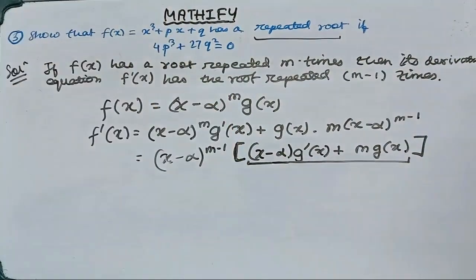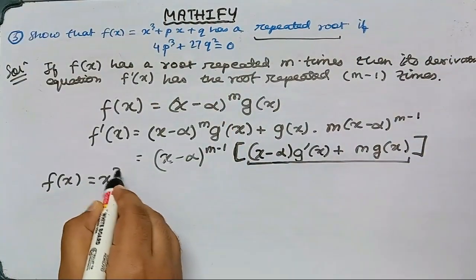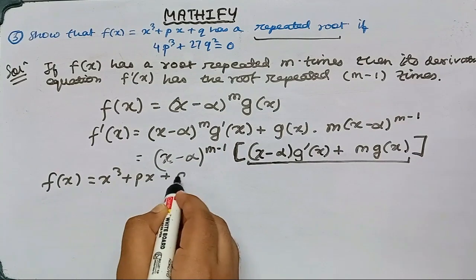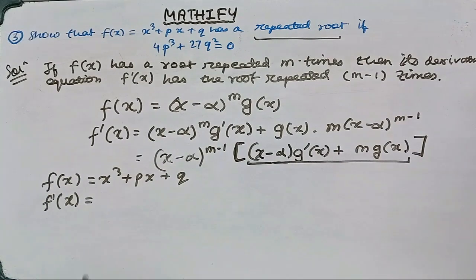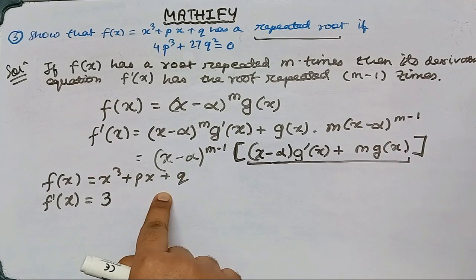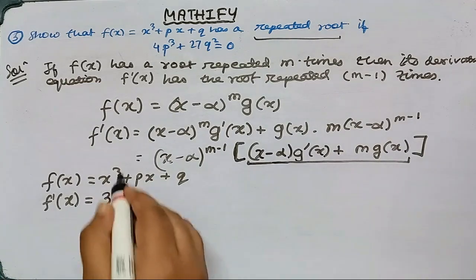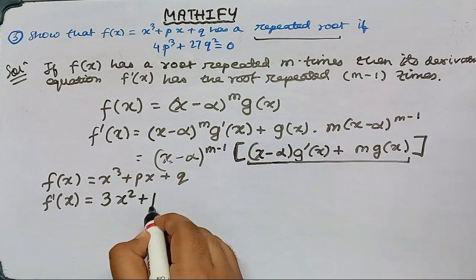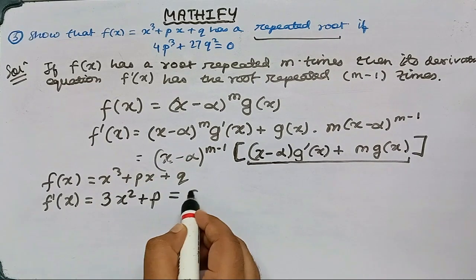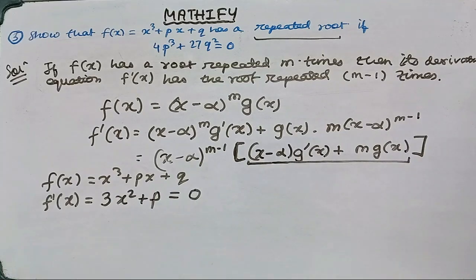So you have to use this concept over here. If f of x, which is equal to, in our example, x cube plus px plus q, has a repeated root, then f dash of x will also have that root repeated one time less than the number of times it is repeated in f of x. So the derivative of this particular function is 3x square plus p, and I will set that equal to 0 now because I want to find the roots of this equation.